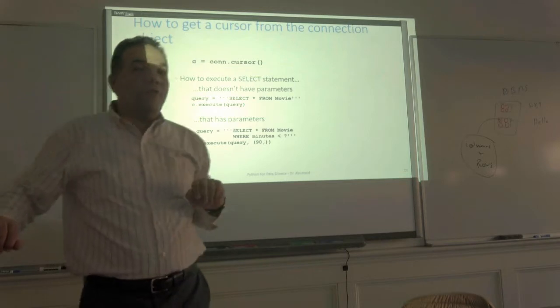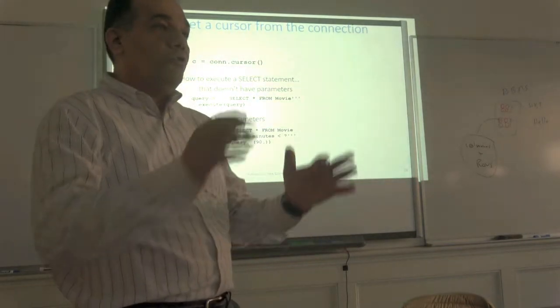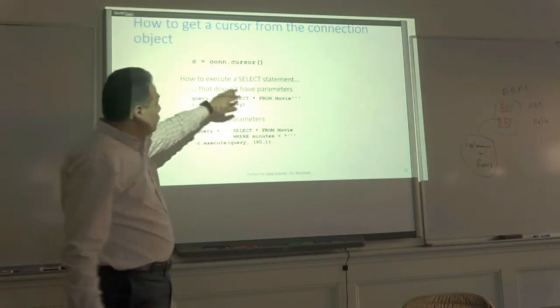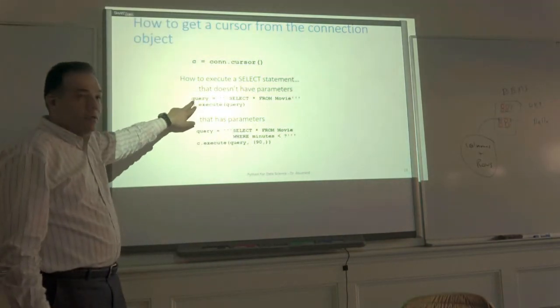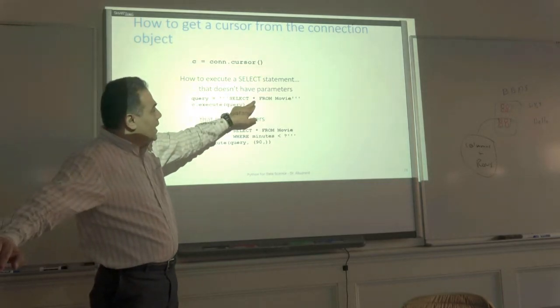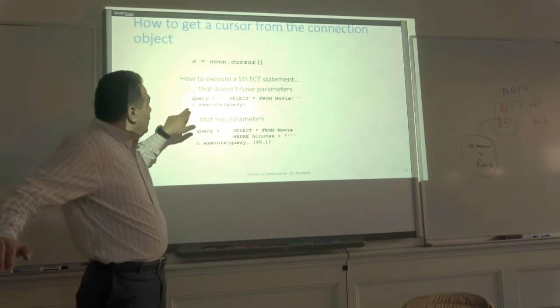So then you execute the command or the query. What is the first thing you have to do? You have to know what a query is. So create a query and save it in a variable. How to execute the select statement in here? Call the query Q, and select asterisk from movie.